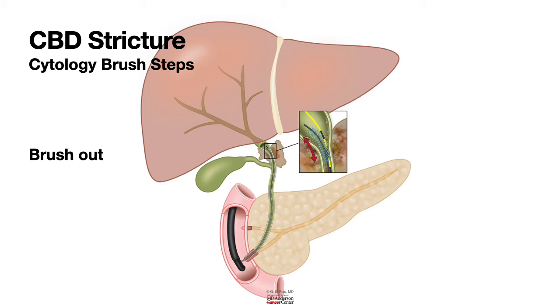Some people say brush out, and then as the brush goes through the stricture, it will brush some cytological specimens and then brush in. This process is repeated at least 2 or 3 times so as to get enough specimen. After that, once the brush is in the catheter, we exchange the brush catheter over the wire, and following that, typically a stent is placed across the stricture to drain the bile duct.